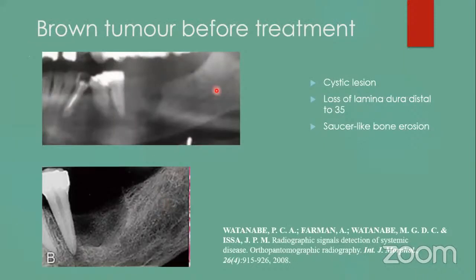Then you said you can have brown tumors. Look at that image there. These are radiolucencies there, just distal to the 3-5, which has been restored. So here we have a radiolucent lesion. Then we have also lost the lamina dura. It's more clear here. We have lost the lamina dura just next to the periodontal membrane space of that tooth. Then we have this saucer-like bone erosion.